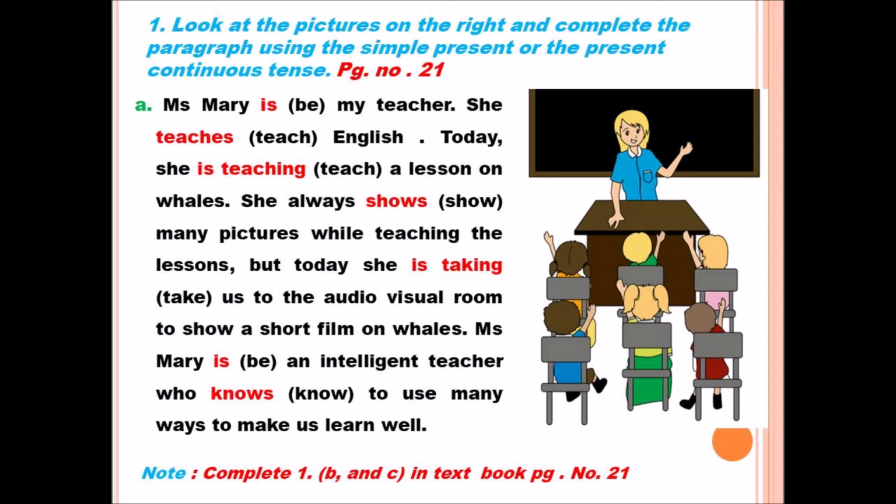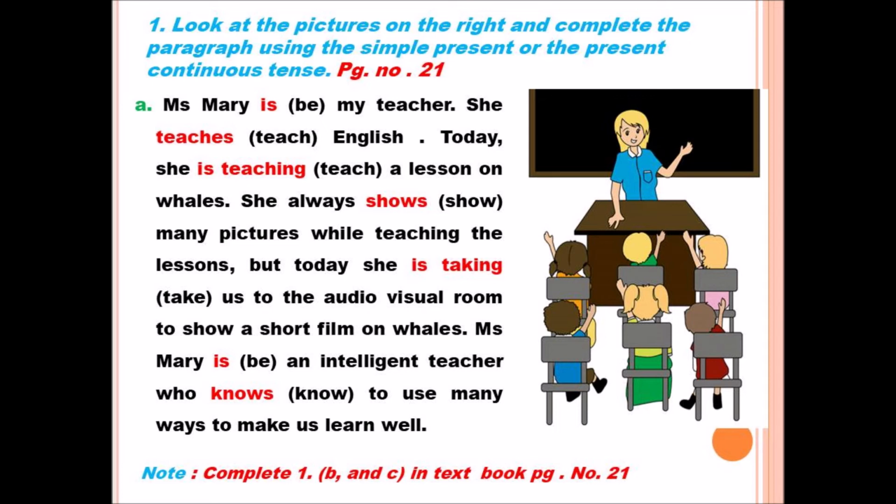So, Mary is a girl. It refers to she, so we have used "is" here. She teaches English. Why have we added "es" here? As I said, for he, she and it, we add s or es with the verb. Because it ends with "ch", we have to add "es".